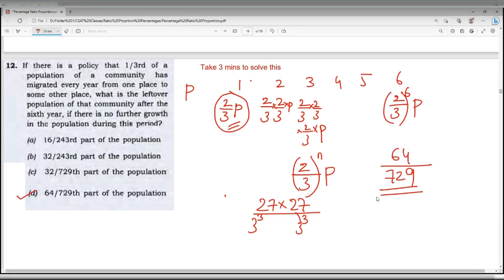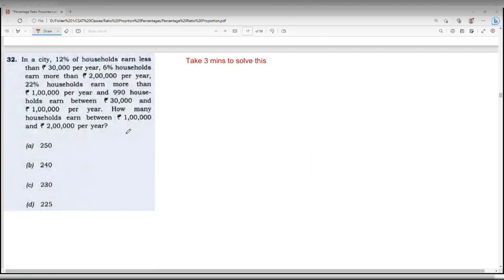So I hope you have got this question. If you still have any doubt, please ask. So we'll move to the next question then. So take 3 minutes to solve this.